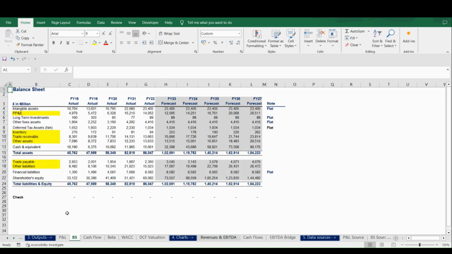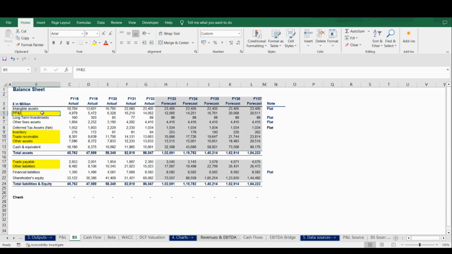Next, we have the balance sheet. So in the balance sheet, here is our asset side. In assets, we have the intangible assets, our property, plant, equipment, long-term investments, and other fixed assets. So these are our fixed assets, or you can say our long-term assets, and these are short-term assets or non-fixed assets. These include deferred tax assets, inventory or trade receivable, and other assets.